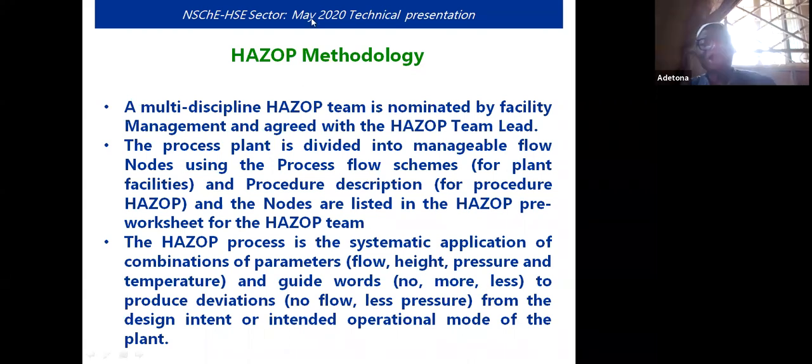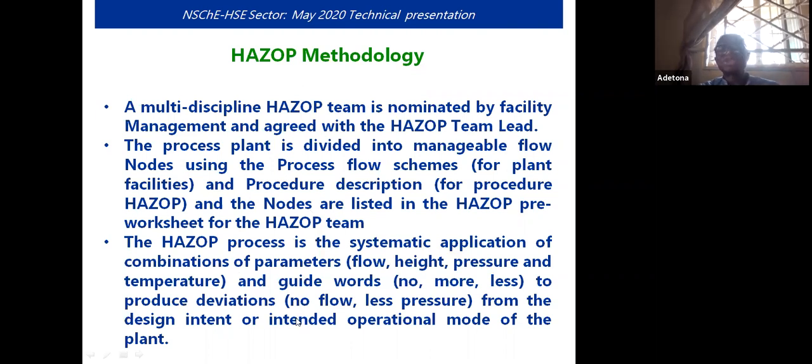Then the Hazop process is the systematic application of a combination of parameters. What are those parameters? They are the primary variables in our thermodynamics. We are talking about flow, level, pressure, temperature, and then you apply the guide words: no flow, more flow, less flow, and so on, to produce deviations.